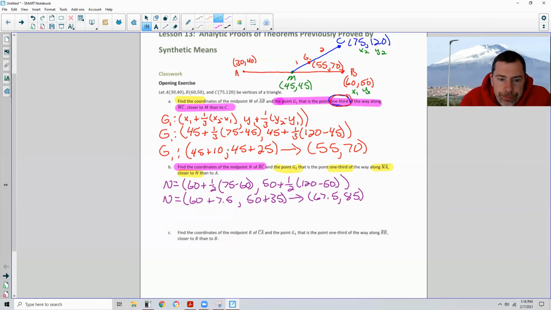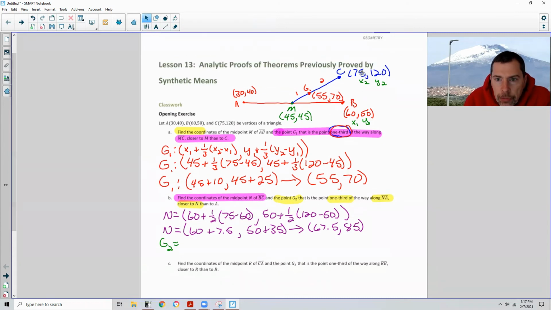All right, now let's focus on G2. So G2 is going to equal, and it's 1/3 along the way, NA. So BC is here. So let me just fix this a little bit. Let me drag that out. So let me just move this over here and make this longer, like so. So this is 75, 120. And what we just drew, I'll do it in purple. We did BC, okay, BC, and then we found the point 67.5, 85, which is right here, 67.5, comma, 85, which is the midpoint N of BC.